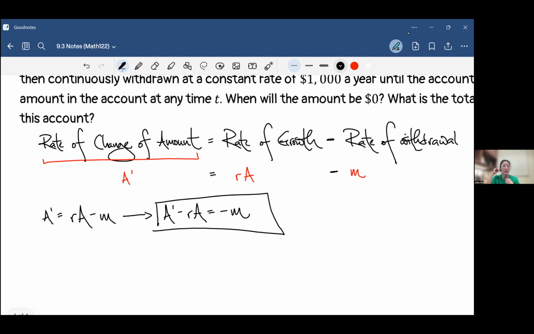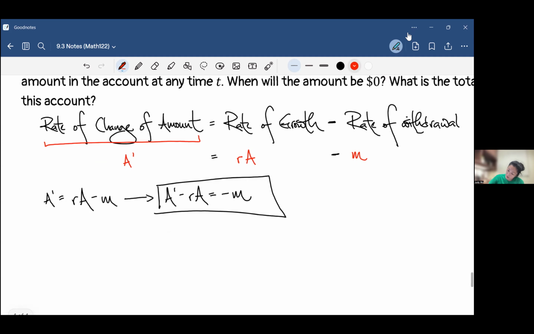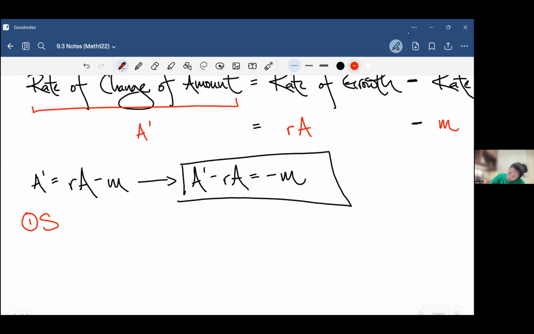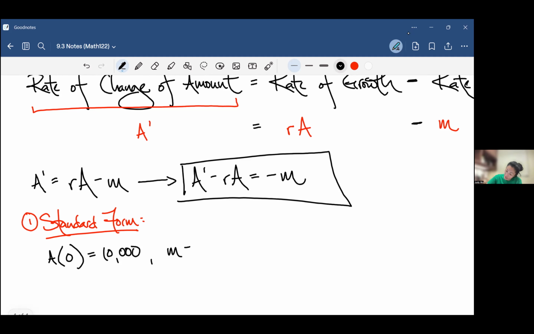Now we do have some of these numbers, so let's see what they are. Step 1, our standard form. I know that A of 0 is 10,000, my initial deposit of $10,000. I also know that I am taking out $1,000 every year. So my negative M is negative 1,000 because I'm subtracting $1,000 every time.